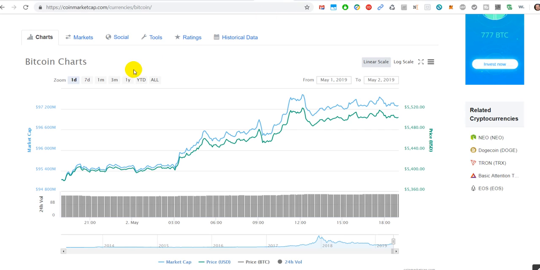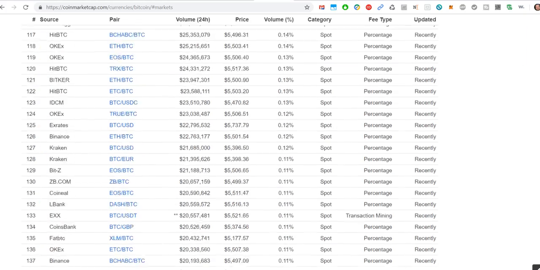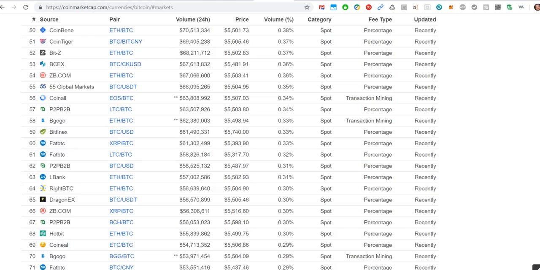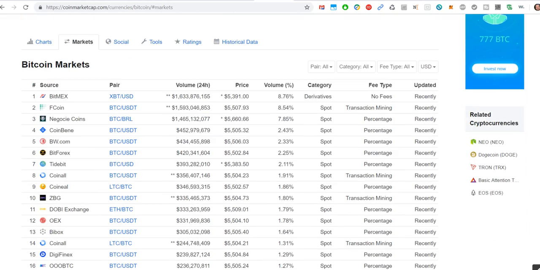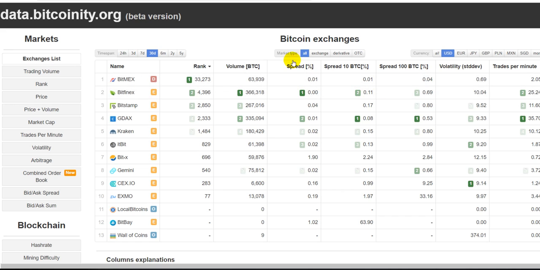Here we have the Coin Market Cap site, and here we can see that there are probably 200, 300, 400 exchanges. I mean, probably not only exchanges, but exchange pairs. These are always pairs, but if you condense these to only exchanges, there will probably still be 100 or something like that. But still, there are really interesting features.